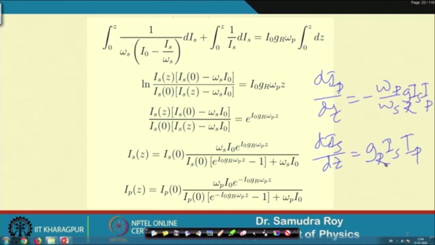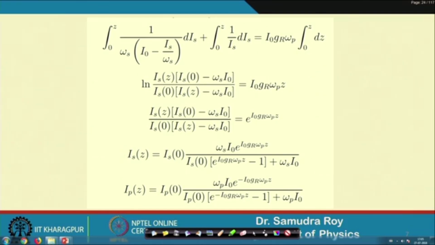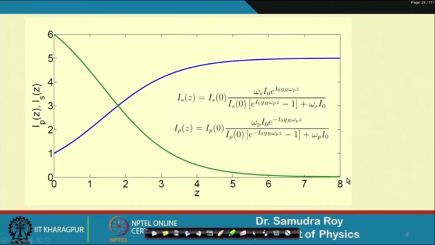So, it is better to use another process. You have another equation in our hand, mind it: I_p over omega_p plus I_s over omega_s is equal to I_0. I_s is known. So, I_p will be I_0 minus these things, multiplied by omega_p. This is another way to find the equation of I_p. Well, I believe you people can do that quite efficiently.